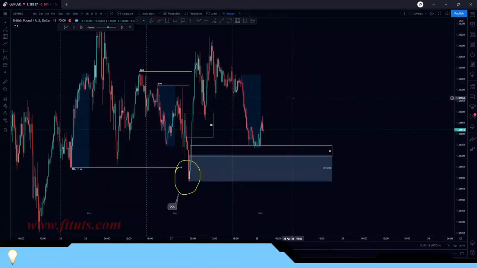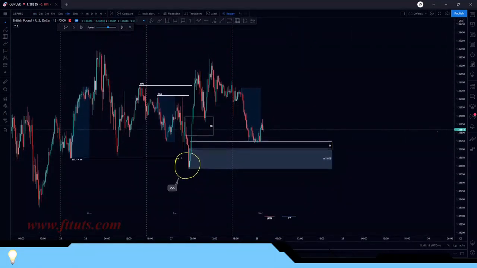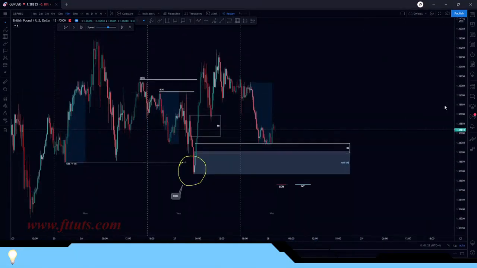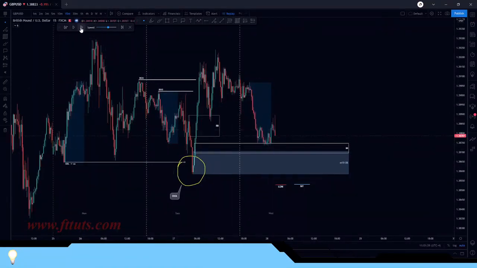Here we are. We have our peak session times. Let's put them closer to the order block. Okay, and what we can do is skip a few candles.